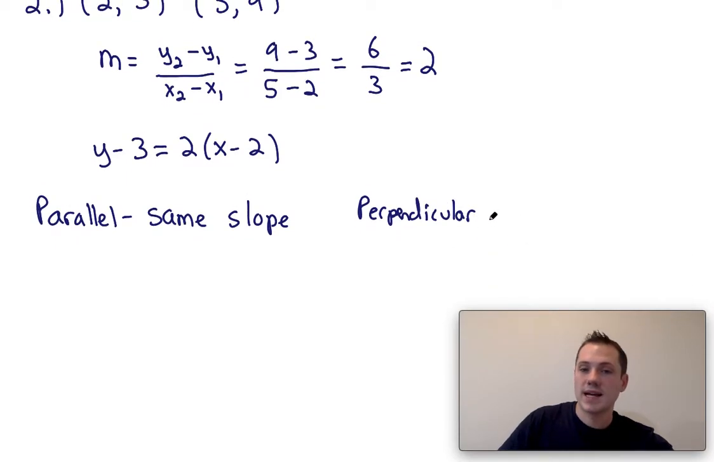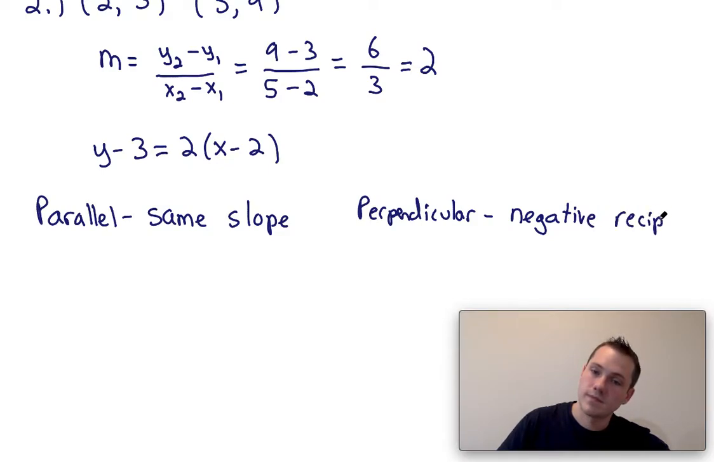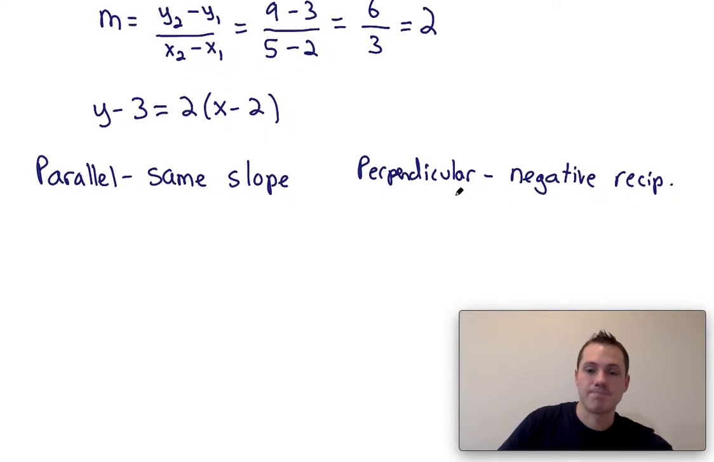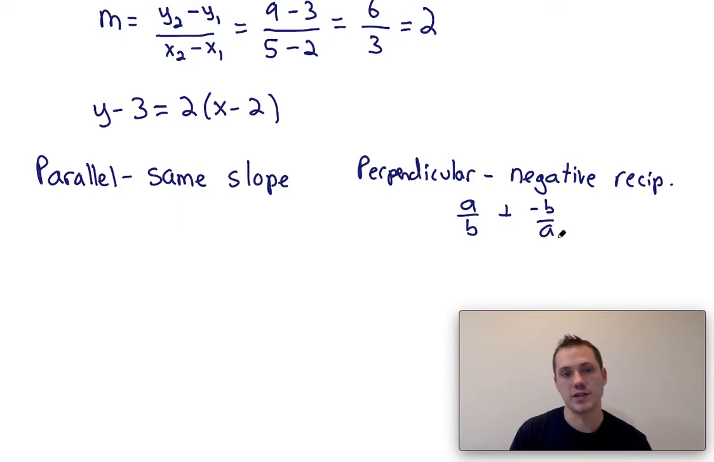Perpendicular lines have slopes that are what are called negative reciprocals of each other. So if we have a over b for one, then what's perpendicular to it would be negative b over a. So you just flip the fraction and you change the sign.